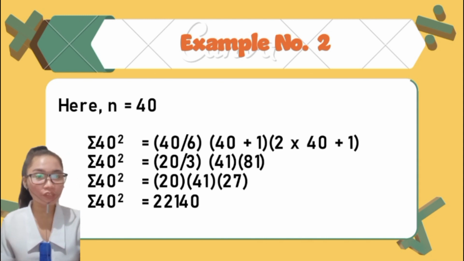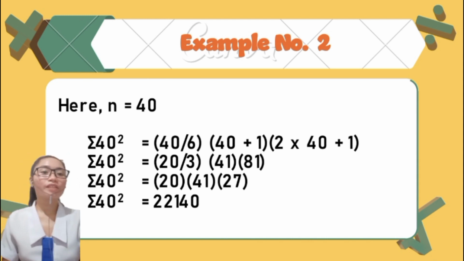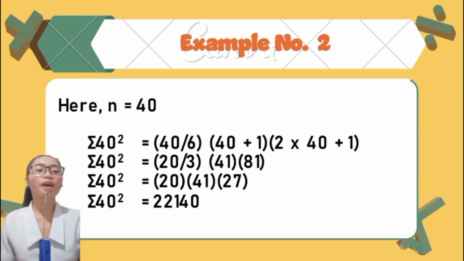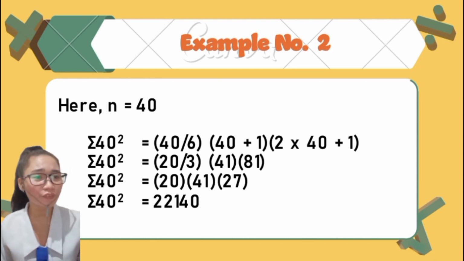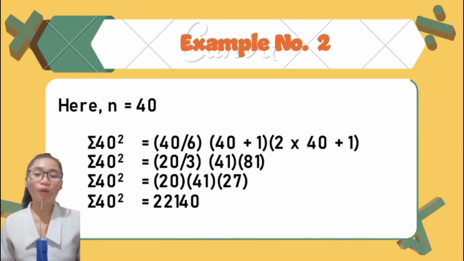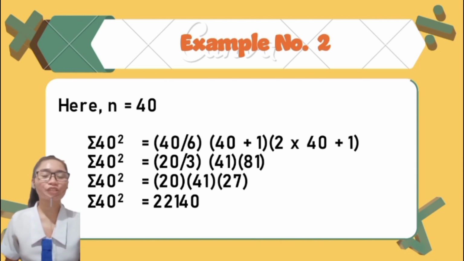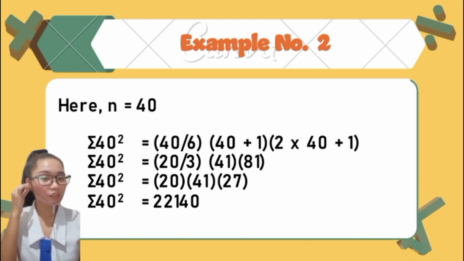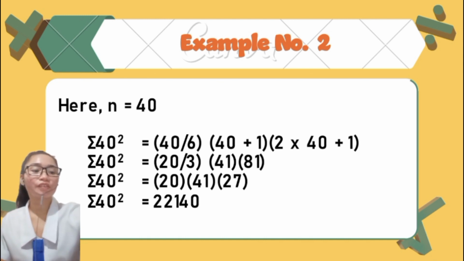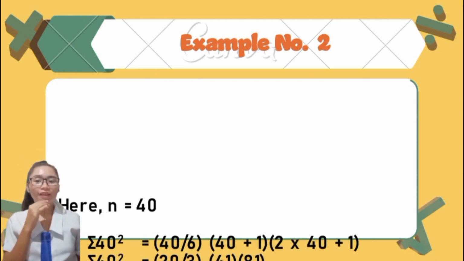So the summation of 40 squared would be the quantity 40 over 6 times the quantity 40 plus 1 times the quantity 2 times 40 plus 1. Simplifying further, that becomes 20 over 3 times 41 times 81. Simplified further, 20 times 41 times 27, and then we come up with an answer, 22,140. So therefore, the summation of 40 squared is equal to 22,140.